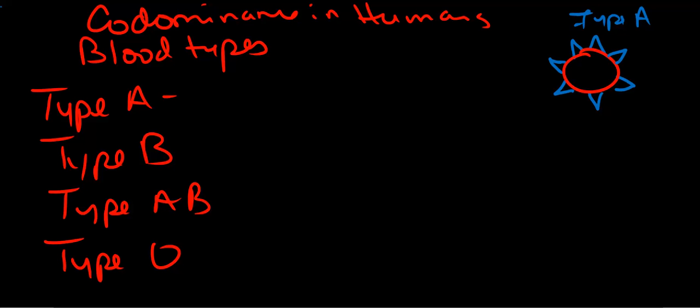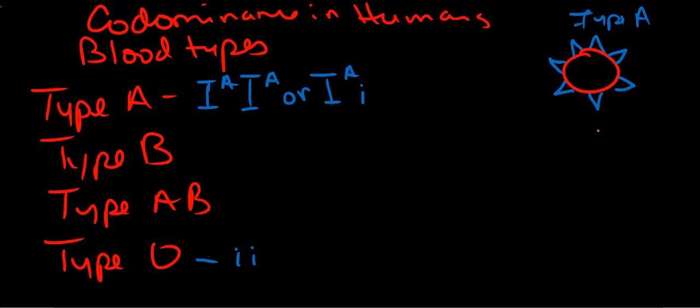We call this immunoglobulin A. And type A could be homozygous, or it could be what we call heterozygous with the recessive. The recessive is type O, and type O can only be two of those. They don't make any of this.